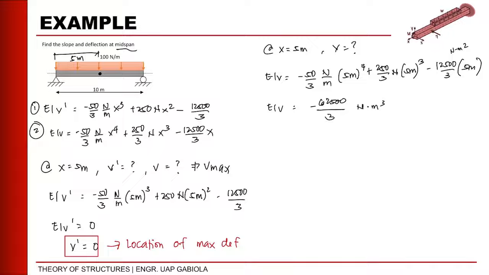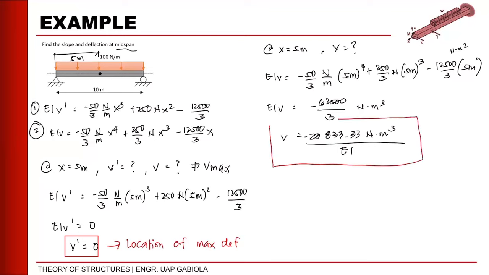So, magkano yun sa value? We have a value of negative 20,833.33 Newton meter cube over EI. Yan yung value ng deflection natin. So, this will be our answer. So, nagkataon na wala tayong value ni EI, no? So, kung halimbawa magkameron tayo ng value ni EI, what will be our value ng deflection?